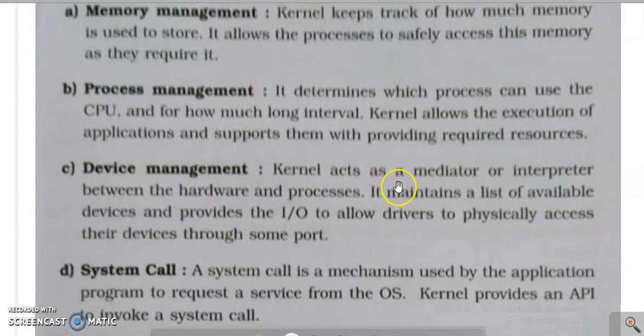Device management. Kernel acts as a mediator or interpreter between a hardware and a processor. It maintains a list of available devices and provides the input-output to allow drivers to physically access their devices through some port. As told earlier, kernel is like a middleman, a mediator between the user and the machine, because the user usually does not know the language of the machine, and the machine does not understand the user's command directly. So kernel in between plays a very important role and makes the communication possible between the user and the machine. Next is system call.